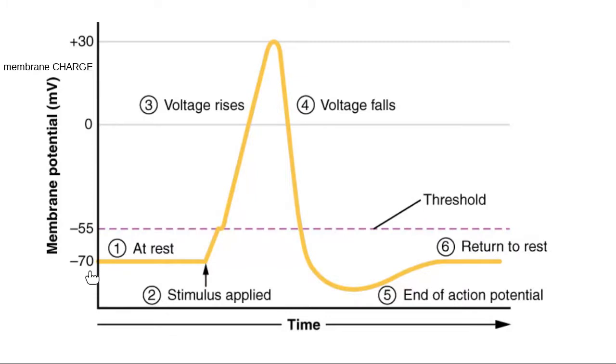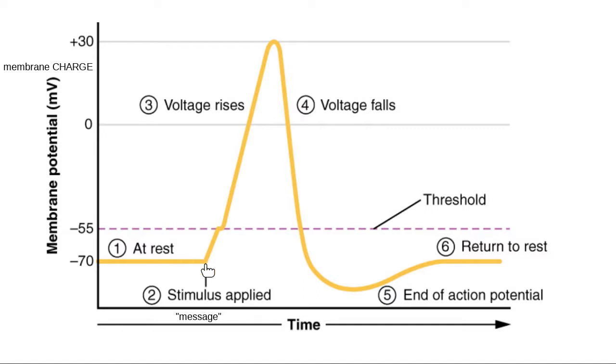Remember that we said that one of the numbers we need to know is negative 70. Negative 70 is my resting membrane potential. This is the charge on the inside compared to the outside. So when a neuron is at rest, it's at negative 70 millivolts. Now say that neuron is next to a friend, and that friend decides to send it a message. This part of the graph where it says stimulus applied, I think you should change that stimulus word to message.